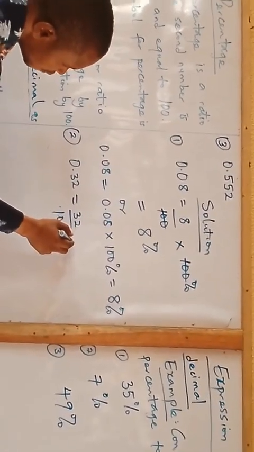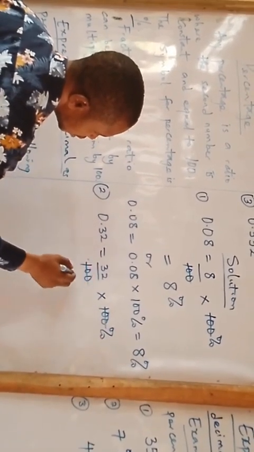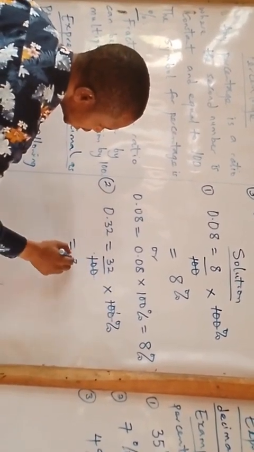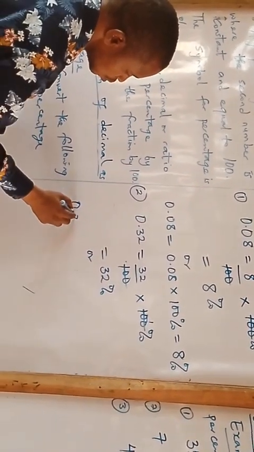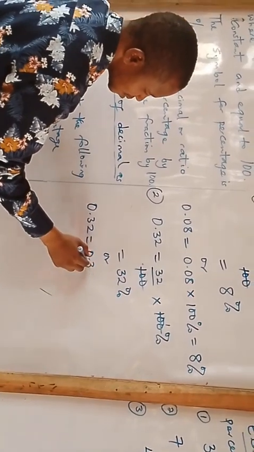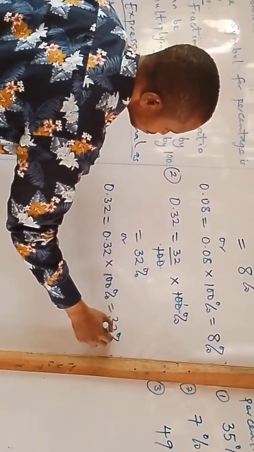Then, since you want to convert this to percentage, you need to multiply by 100%. 100 here, 1, 100 here, 1. So you are going to get 32%. And don't forget that there is another method that you can use. You can multiply it directly by 100%, and you will have 32%.